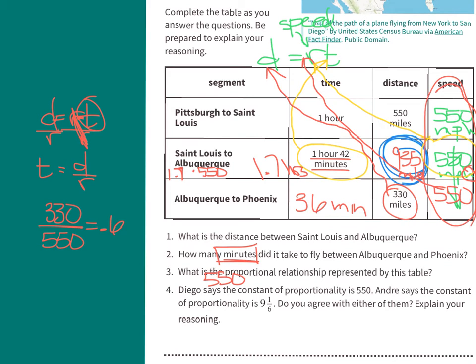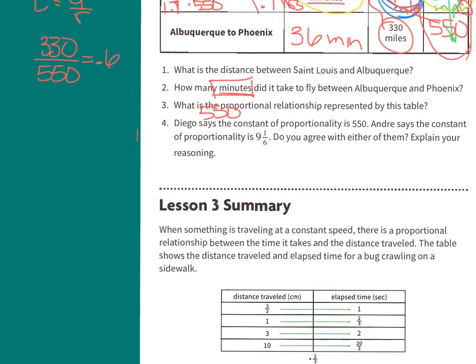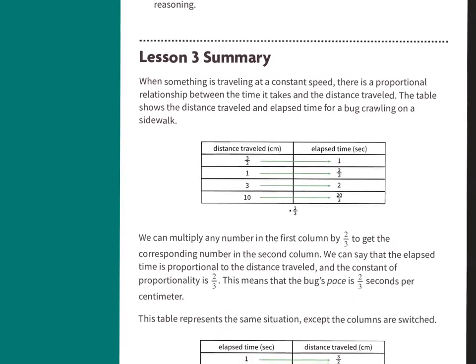550 divided by 60 minutes is 9 1/6. So that's where he gets the 9 1/6. He just turns it into miles per minute, not miles per hour. So they're both right. They just use different rates or different speed. Different rates. One used minutes, one used hours. Okay? And that's it for the lesson. So let's look at the summary.